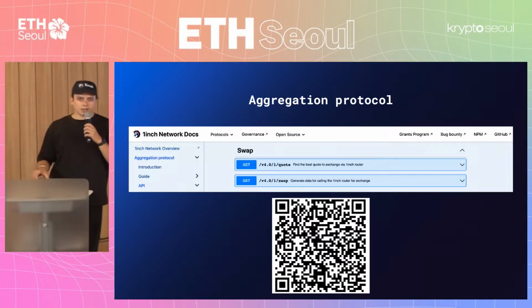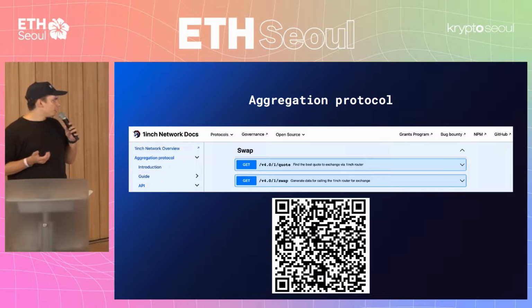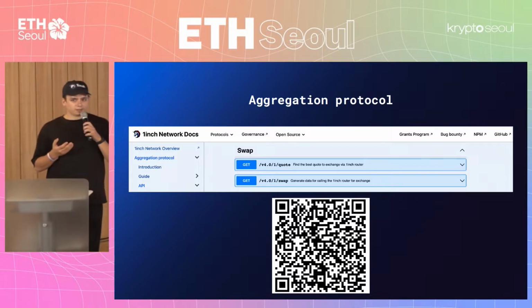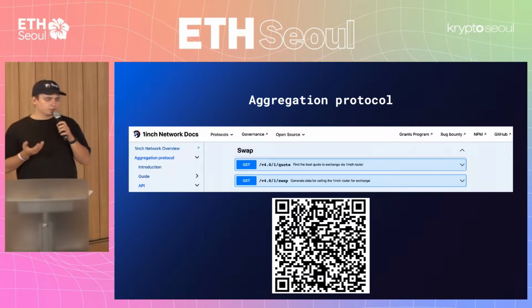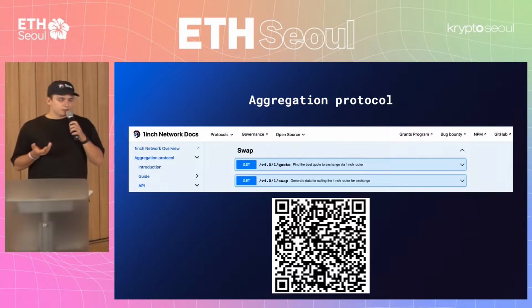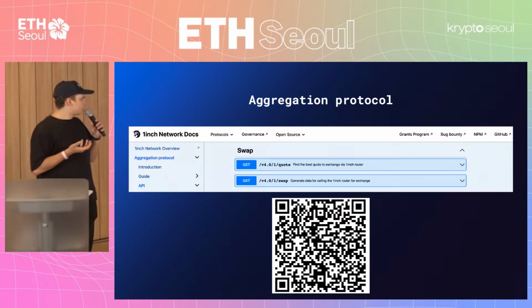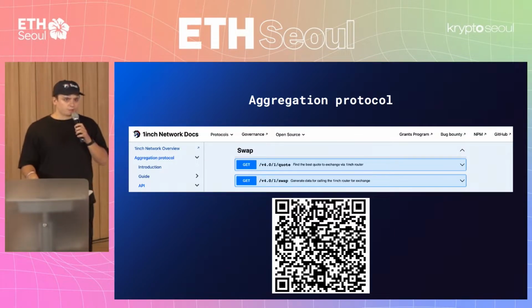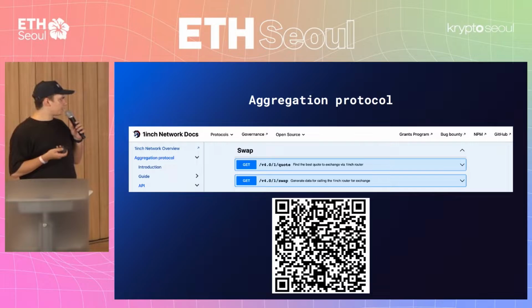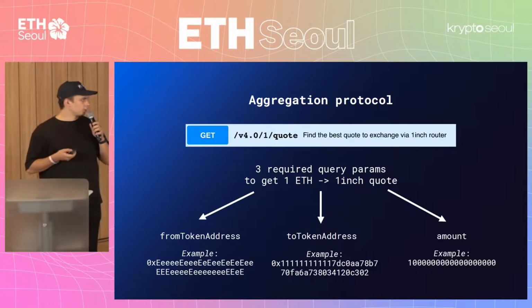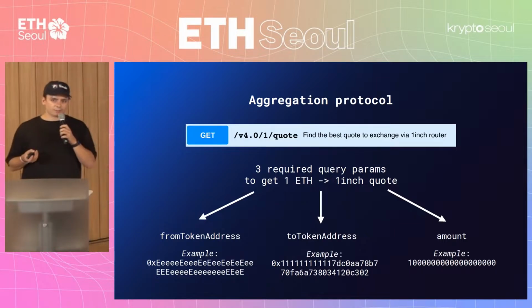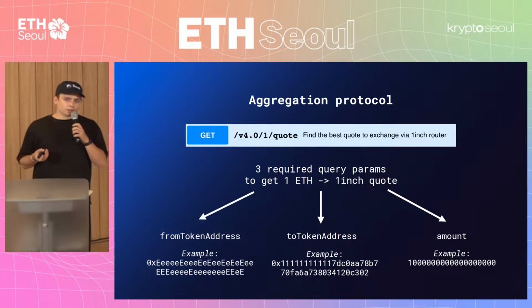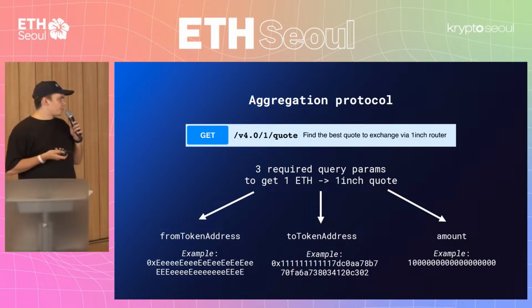Basically, if you want to integrate the 1inch aggregation protocol API, you just need these two methods. These two methods are available on our 1inch docs site. The first one is quote, as I said before. The second one is swap. I just want to talk about all the query params that we have on the quote and on the swap. Basically, you just need 3 query params to get a quote on 1inch. It's just from token, to token address, and also amount.